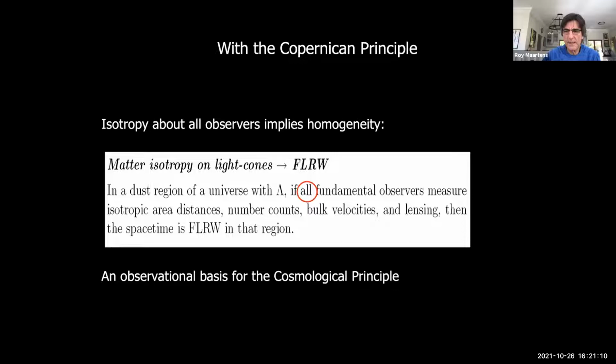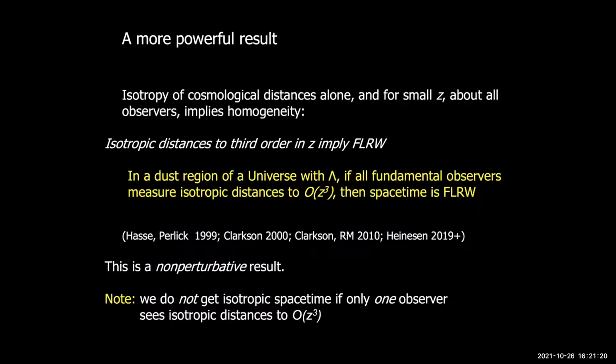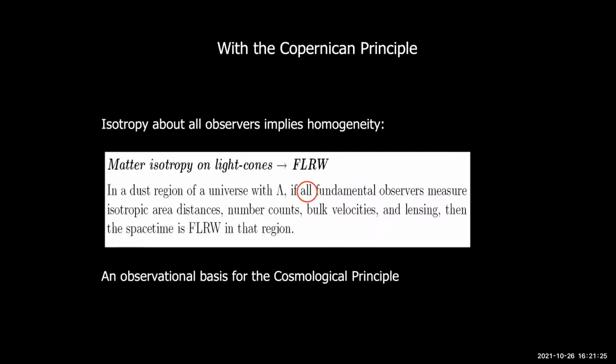In fact, there's a more powerful result. Roy, may I ask a question here? Sorry for the interruption. Can we restate the theorems that you proved in terms of Killing vectors? For example, can we classify this, isotropy or lack of it, in terms of the number of Killing vectors that the space-time admits?